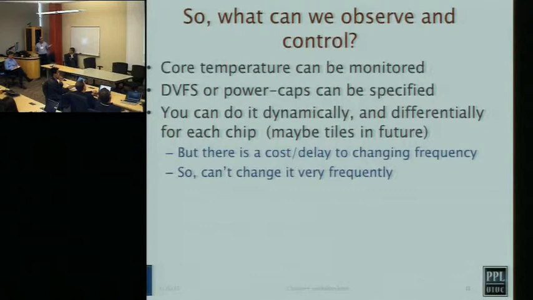The runtime can actually come in and change things during the execution, not just at the beginning of a run of a program. And differently for each chip. Each chip can be separately controlled. Maybe tiles instead of chips in future. If you look at Intel's experimental chips, you're able to control different tiles at different frequencies. But with most modern processors, you have to change it for the whole processor. You can do it, but one problem, of course, you have to be aware of is that there is a cost for making a change, and so you can't change it too frequently.